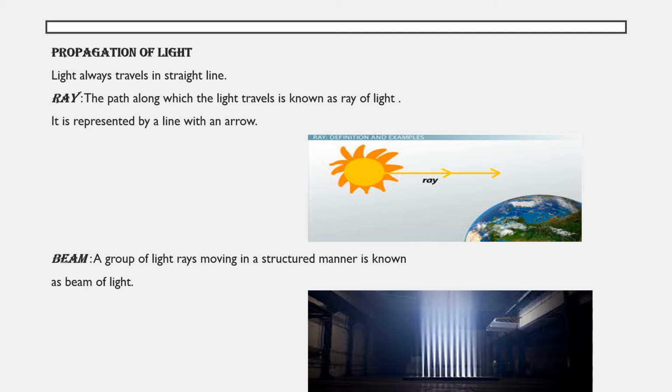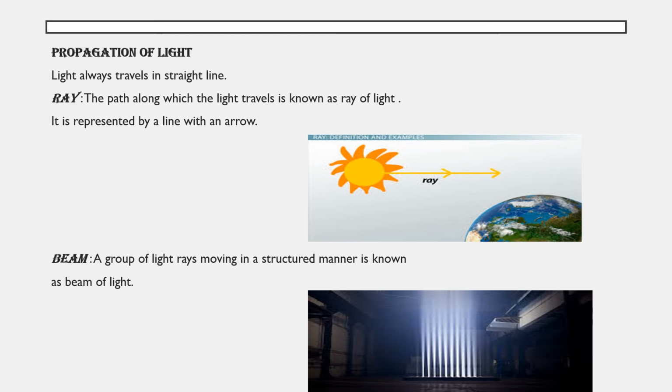Here you can see the picture. Here it is represented by a line with an arrow. It is known as ray. Means its starting point is there. Here you can see sun is the starting point, but the end point is not over here. It keeps on elongating, wherever it gets placed, it will keep moving forward.